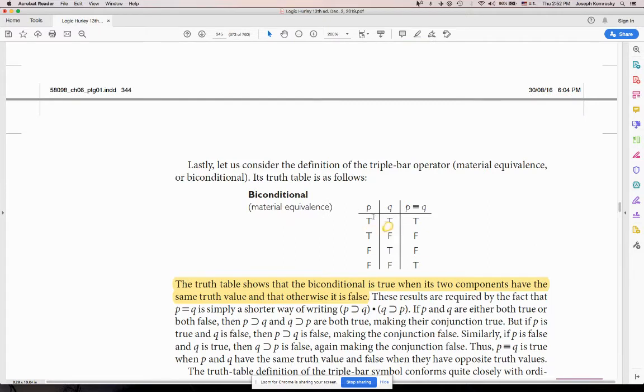Biconditional, both sides have to match. False, false, true, true, whole thing's true. If you have one side that doesn't match with the other, whole thing's false.